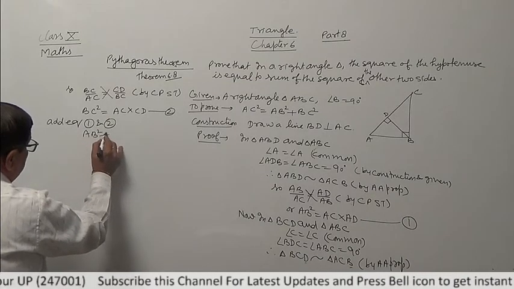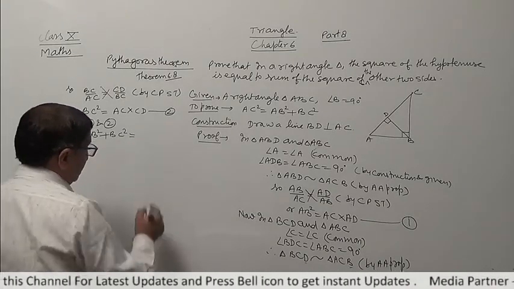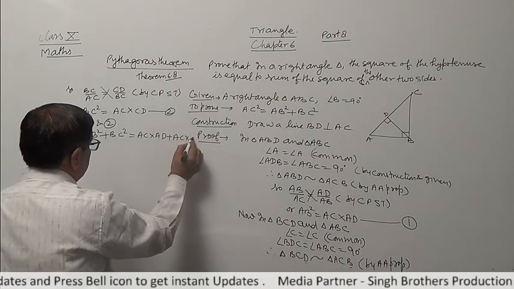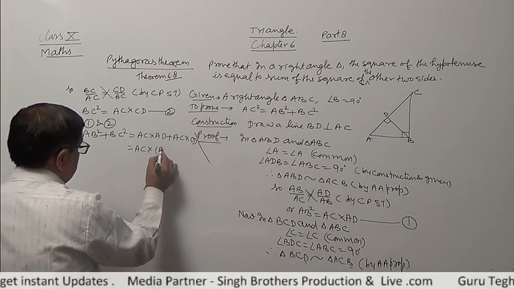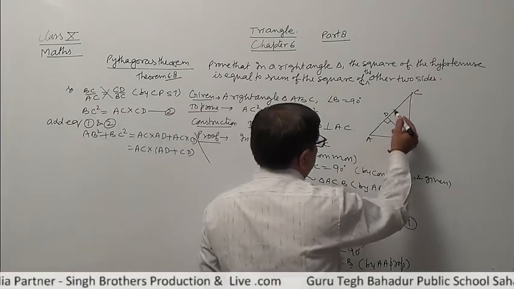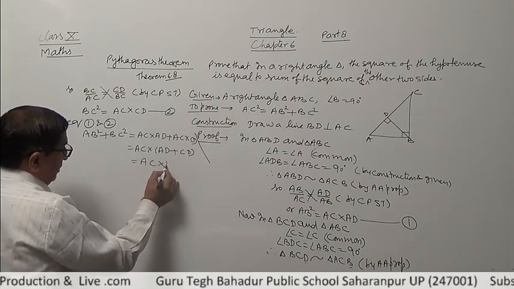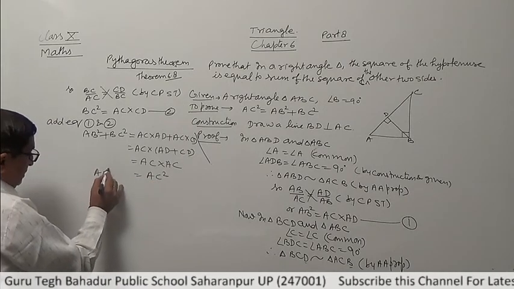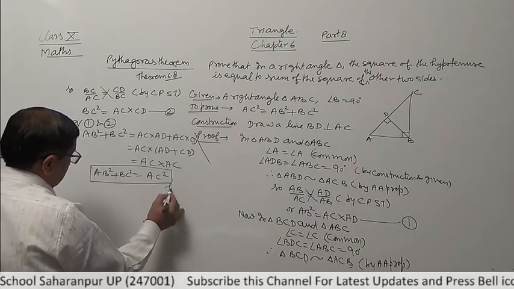AB square plus BC square is equal to AC into AD plus AC into CD. Taking AC common, AD plus CD, and AD plus CD becomes AC. AC into AC, so AC square. So this is the proof of Pythagoras theorem.